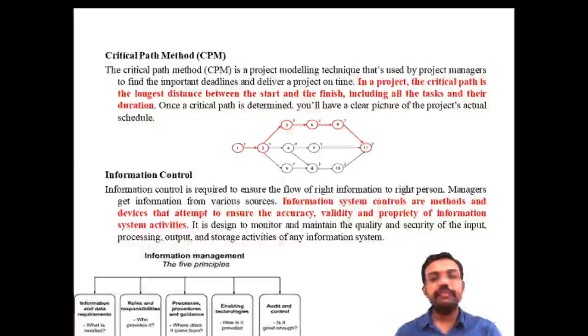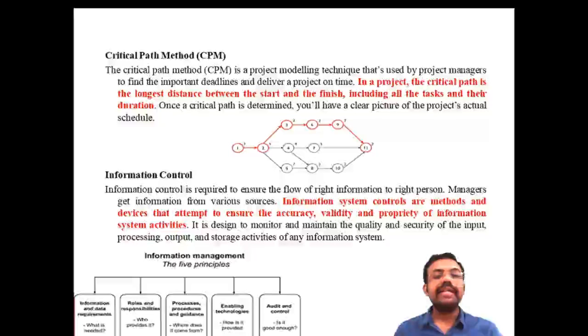It's a very useful device for the project manager to find the important deadlines and deliver the project on time. This method is known as the critical path method. You can use CPM, that's the critical path method. In a project, the critical path is the longest distance between start and finish, including all tasks of your duration. Okay, the term is known as the critical path method.